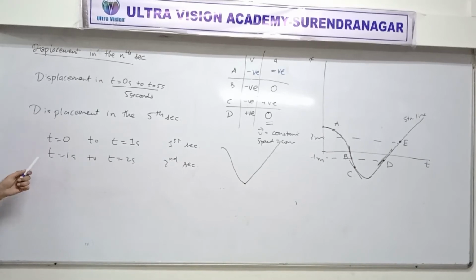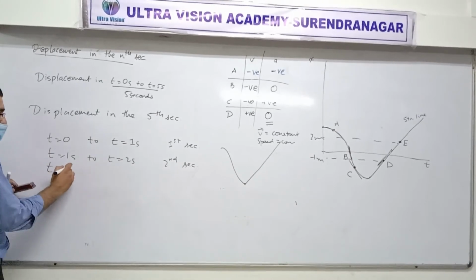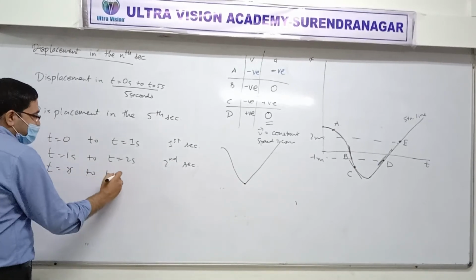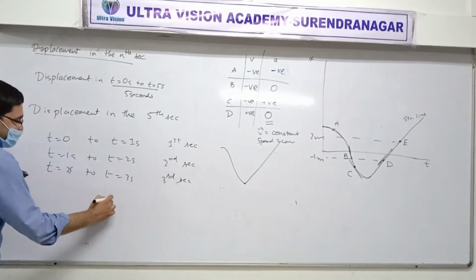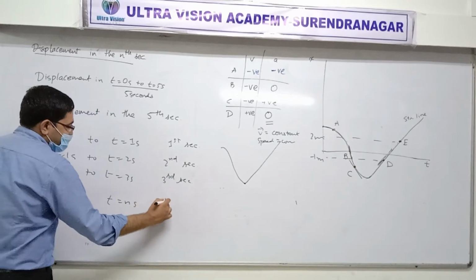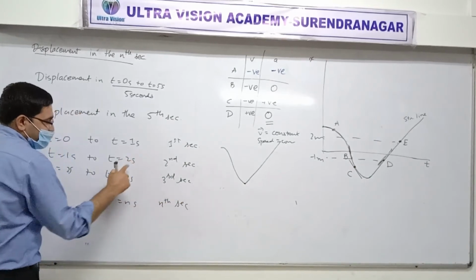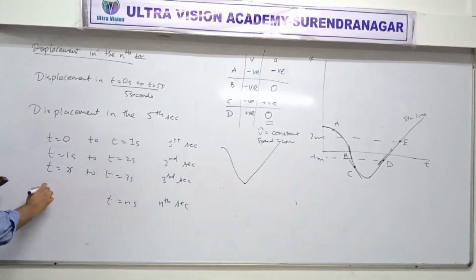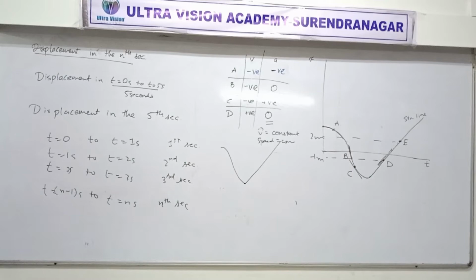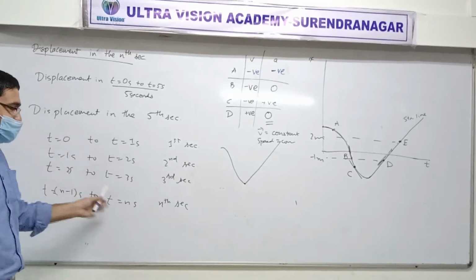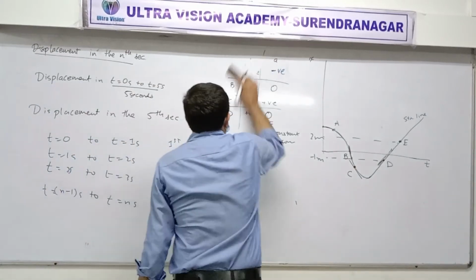How is that equal to 2 to t equal to 3? What is this called? Third second. Sure? Yes. So you are saying that if t equal to n comes, then nth second will come. Yes or no? Yes. 1, 2, 3 like that. So t equal to n minus 1 second to t equal to n second is called the nth second. Fine? Understand? N minus 1 to n, that is called n.